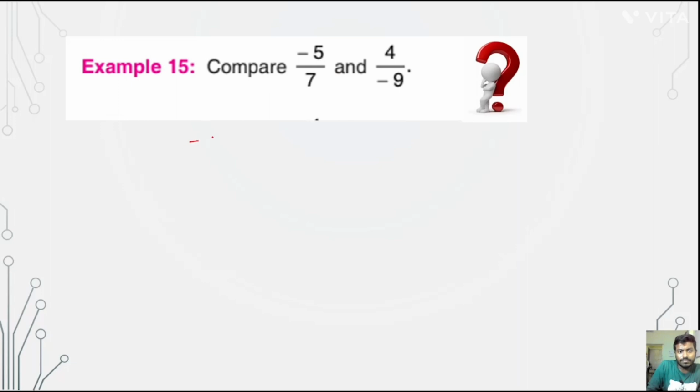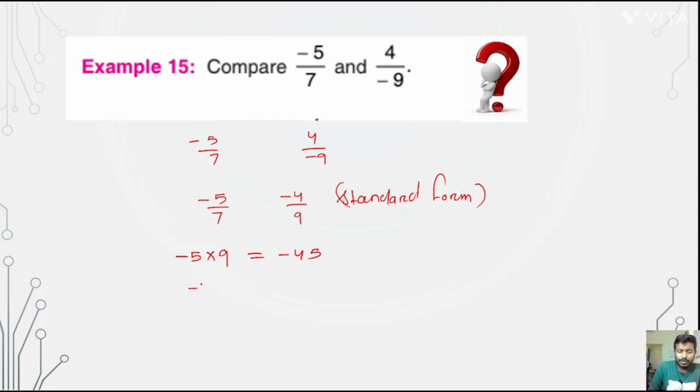Compare minus 5 by 7 and 4 by minus 9. First convert into standard form, that is minus 5 by 7 and minus 4 by 9. This is standard form. Now cross multiply: minus 5 into 9 is minus 45, and minus 28. Which one is greater? Minus 28 is greater. That's why write down minus 5 by 7 is less than 4 by minus 9.